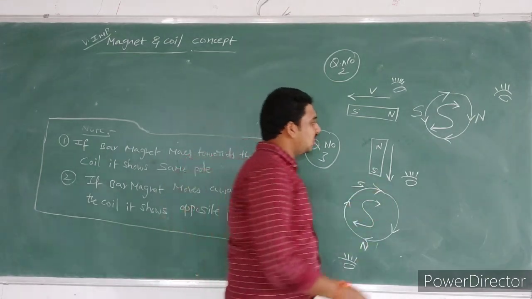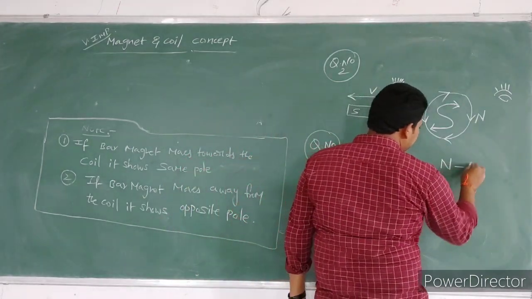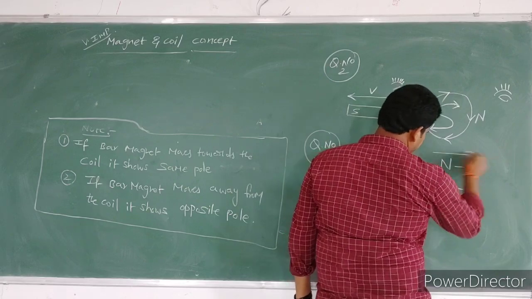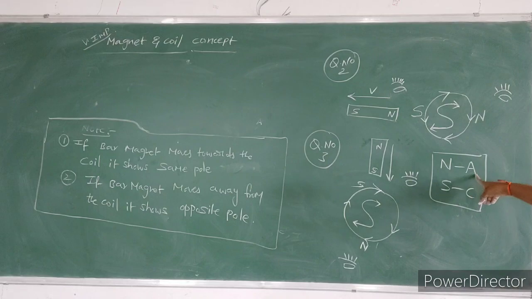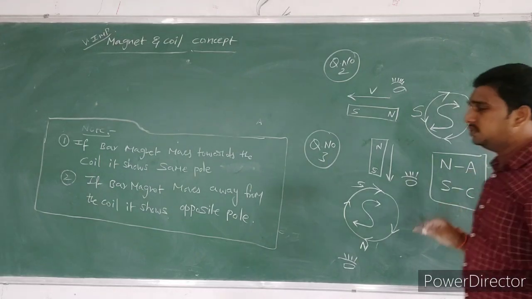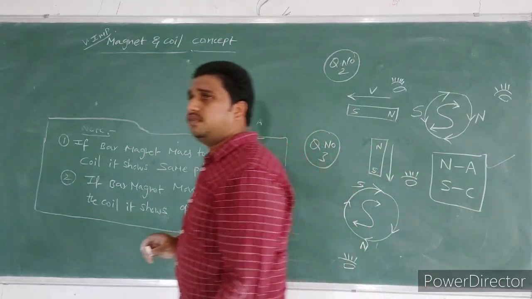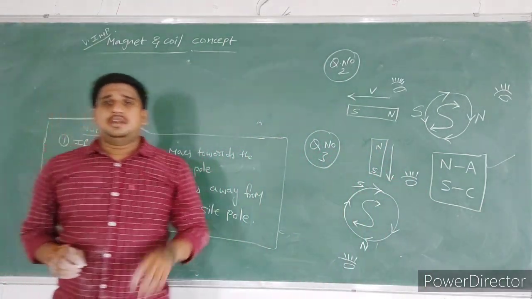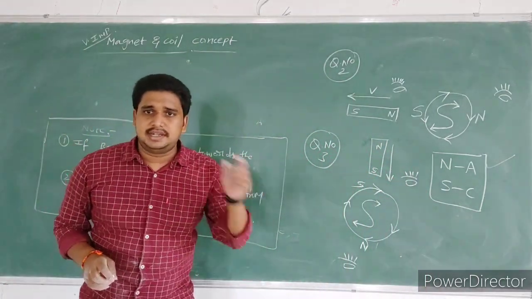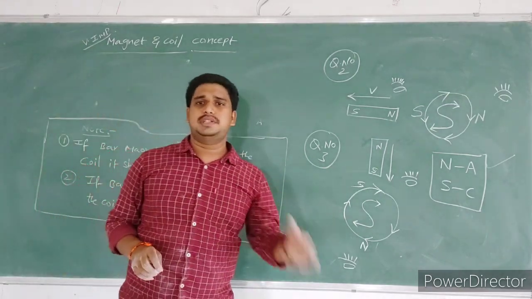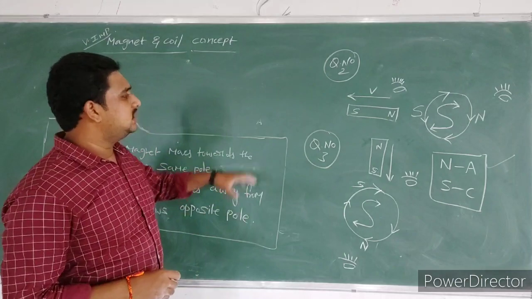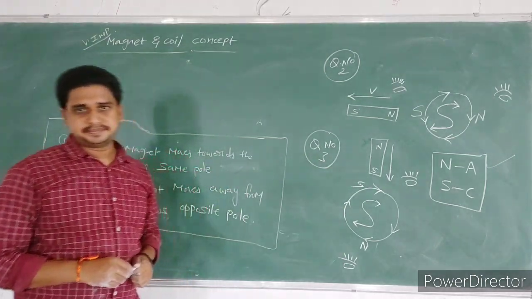South pole means, as you know already, NASC. What is this? North pole means anti-clockwise direction. South pole means clockwise direction. Please memorize these two points. NASC: if you take north pole, the current direction is anti-clockwise. If you consider south pole, the current direction is clockwise. Okay, so this is about question number 3.